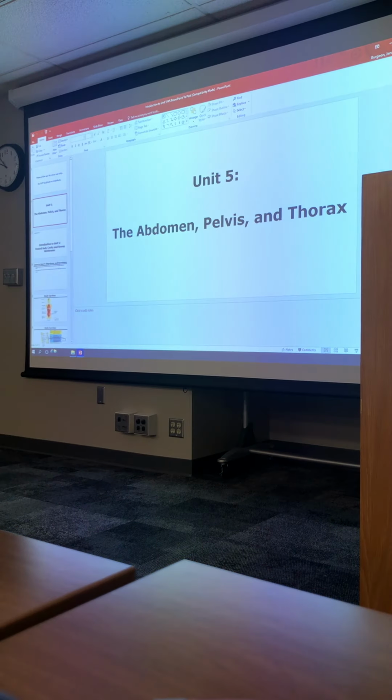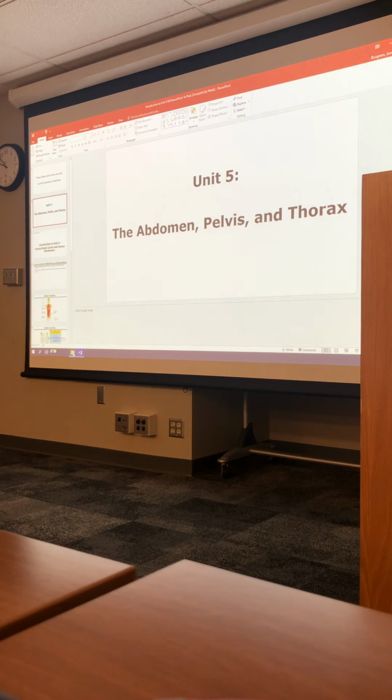So I just bring that up because we are going to be talking about the ventral body cavity, and we're going to be talking about a lot of these organs, so just keep that in mind as we talk about the different organs and the organ systems associated with the ventral body cavity. Any questions?